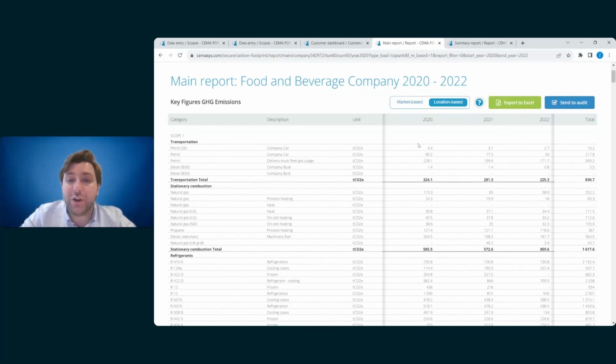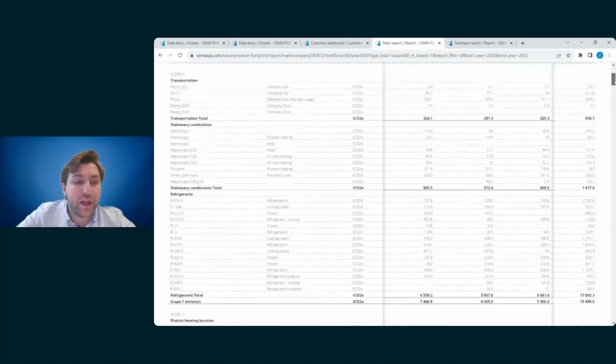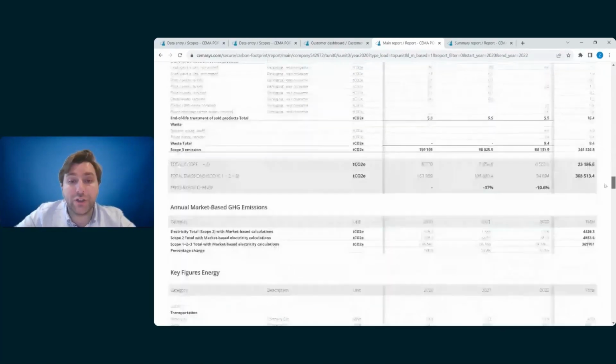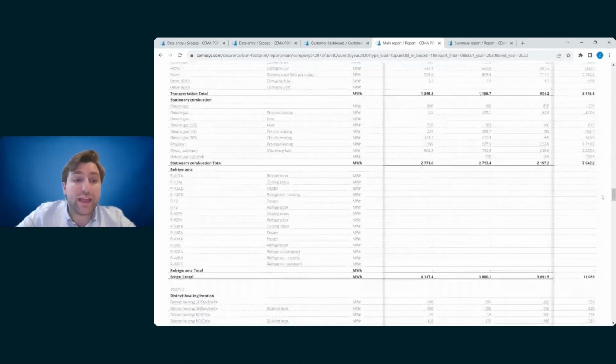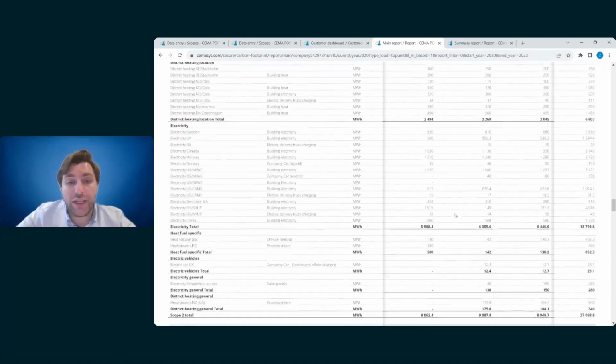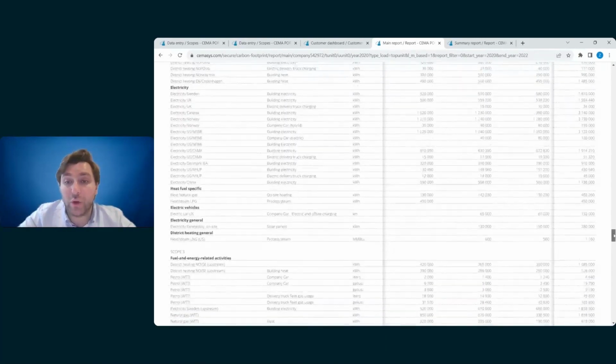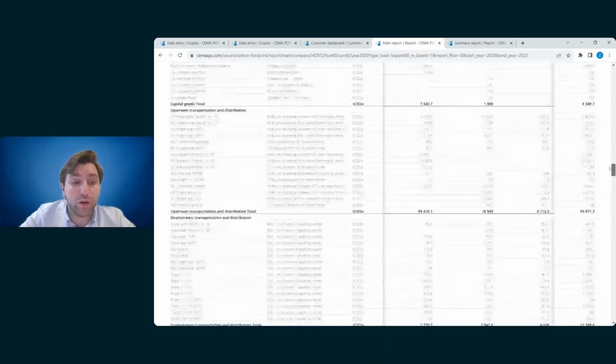And you also have these year-on-year comparisons that show you progress over time. And even better, you can look specifically at your market-based or location-based numbers for full transparency. In addition to that, every metric is also entered in megawatt hours in case you'd like to look at that metric. And lastly, you can also see all of the data that was originally entered in their original consumption figures. So like I said, really any data that you're looking for is going to be in this report.